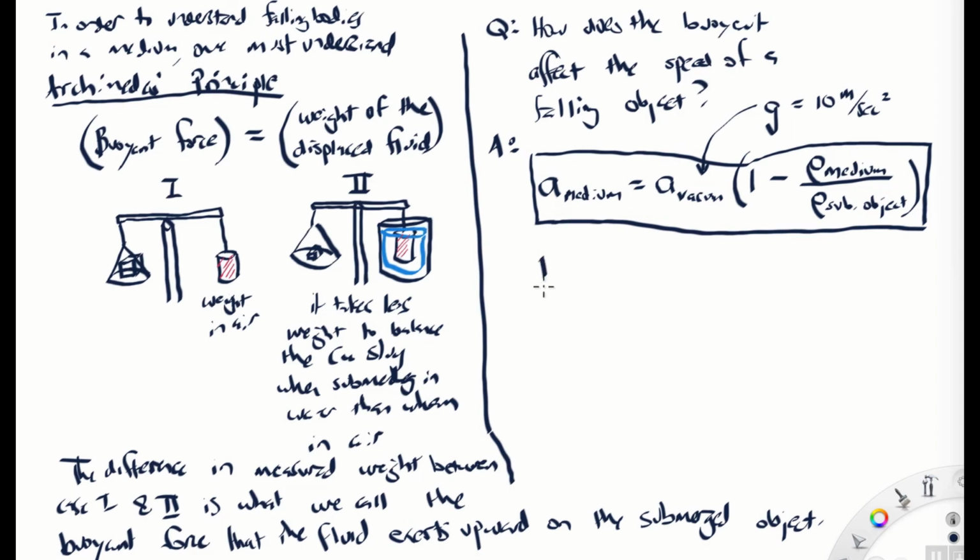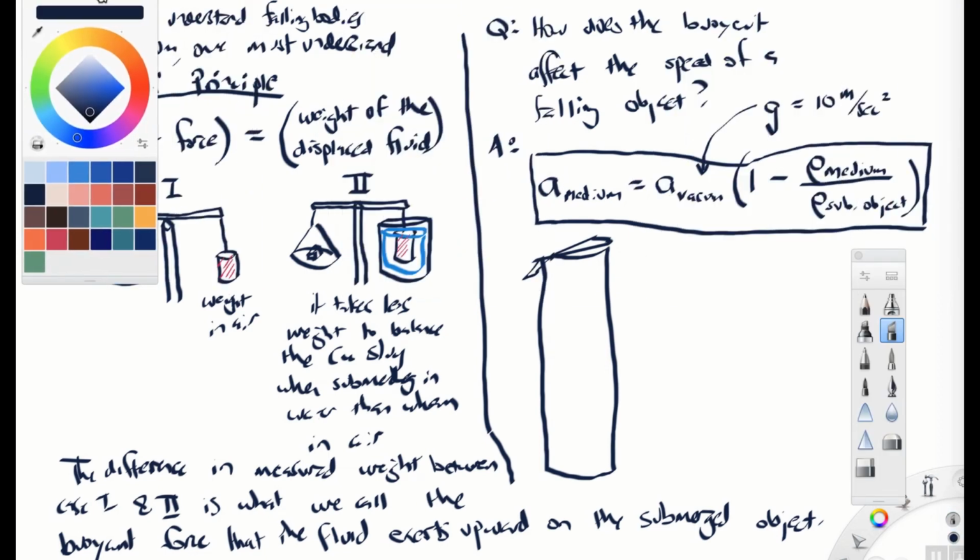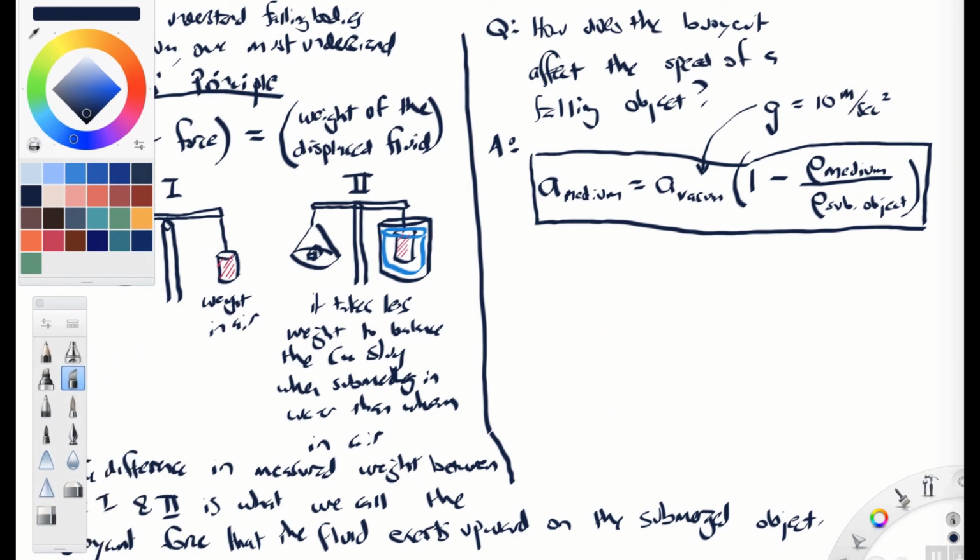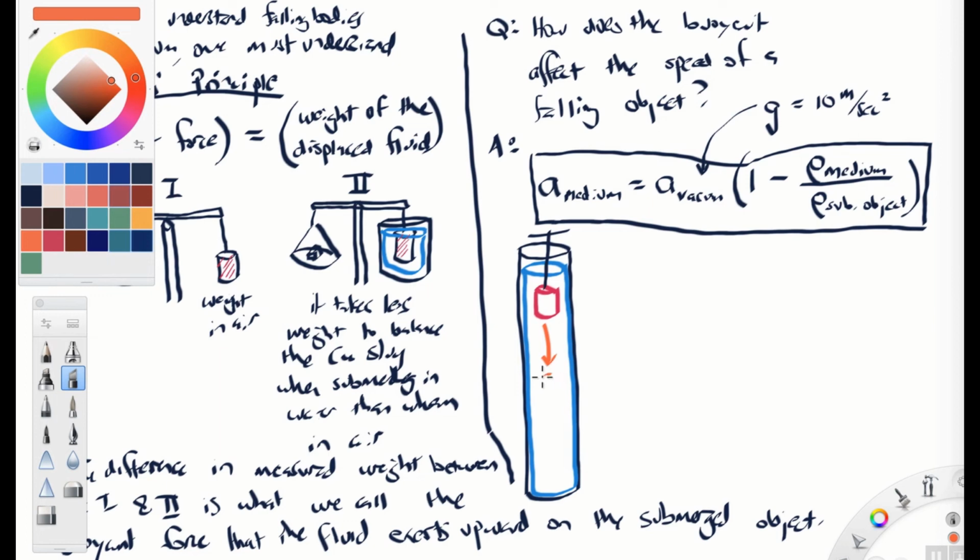So if I were to take a tall glass tube, it could be any kind of tube, it doesn't have to be glass, and I were to fill it with a fluid like water. And I were to take this copper slug and suspend it by a string in here, and then I were to suddenly cut the string, this copper slug would fall, right? So it would fall and would start gaining speed. It would fall with some acceleration. And what this formula does is it allows us to calculate the acceleration that this object feels.